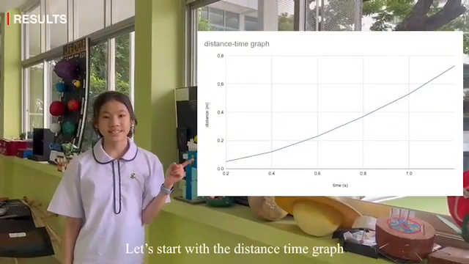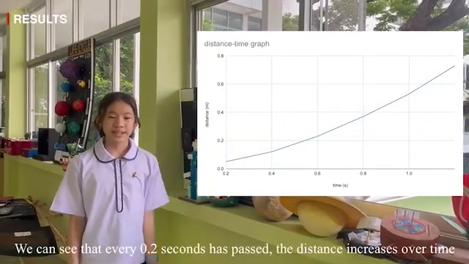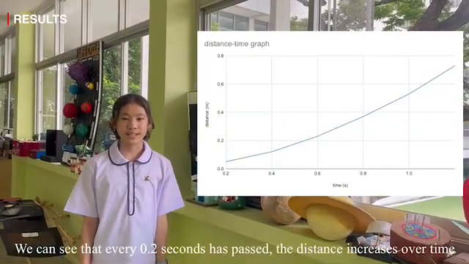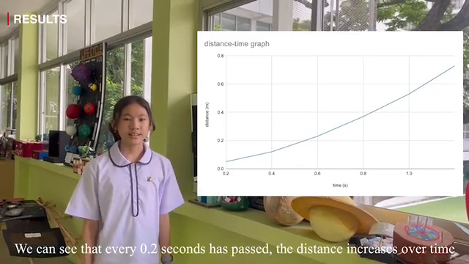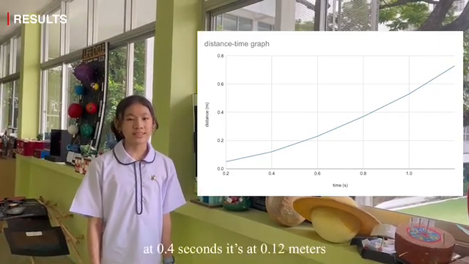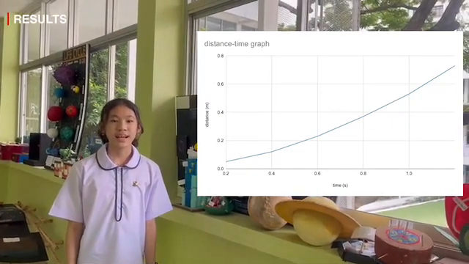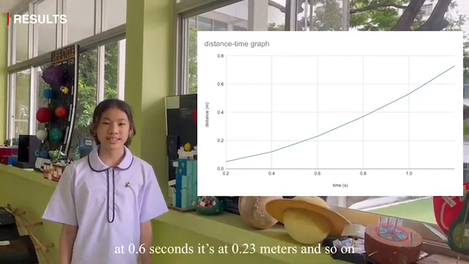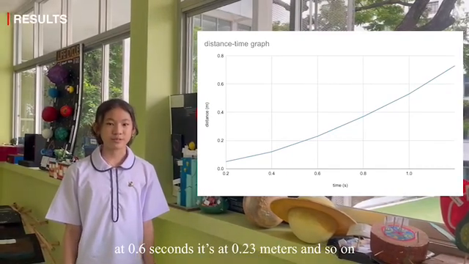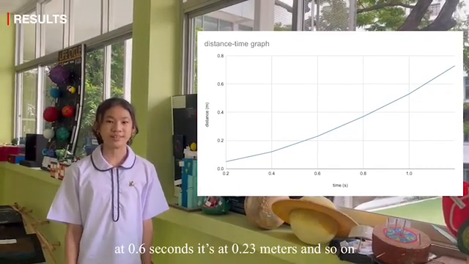Let's start with the distance-time graph. We can see that every 0.2 seconds that has passed, the distance increases over time. At 0.4 seconds, it's at 0.12 meters, and at 0.6 seconds, it's at 0.23 meters, and so on.